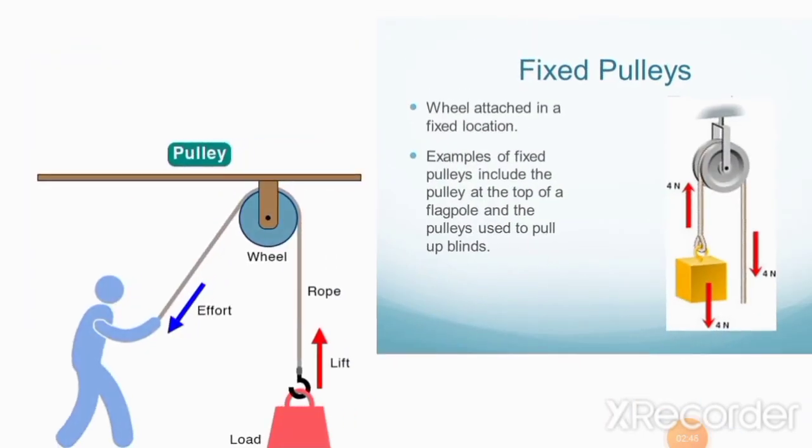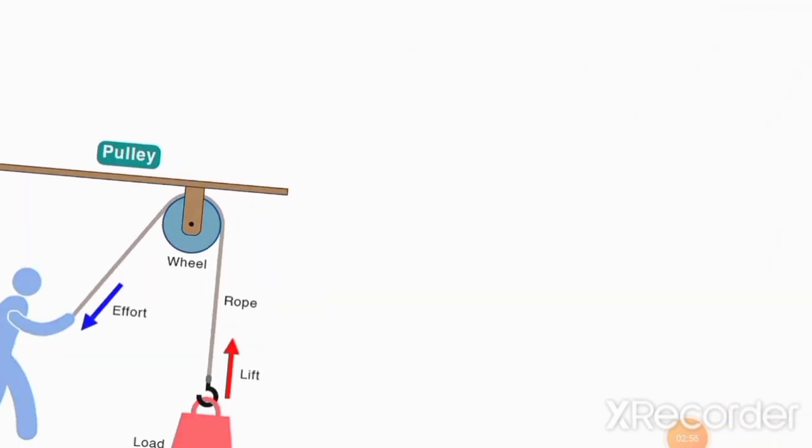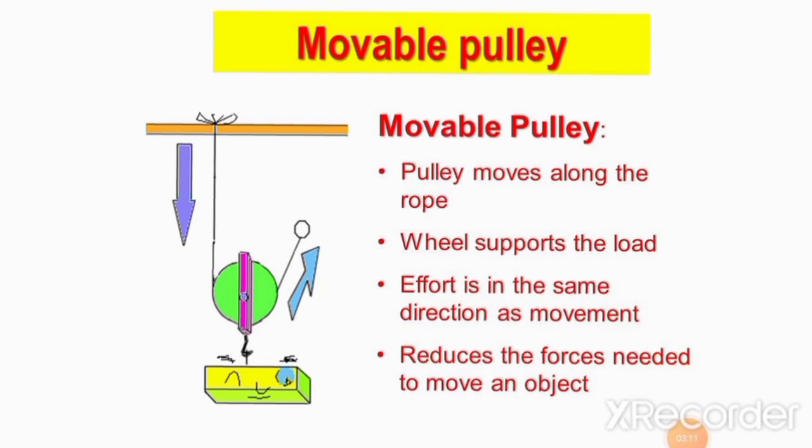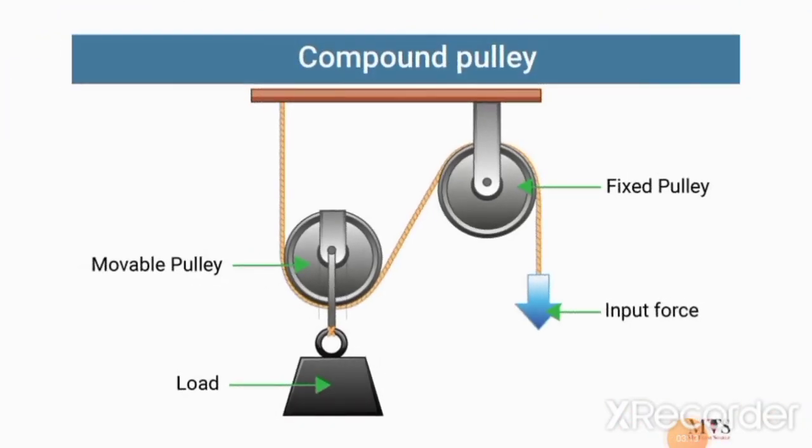But for a movable pulley, the wheel supports the load such that in moving the wheel, you are able to lift up the load. And we have the compound pulley. This is a combination of the movable and the fixed pulley. So the block and tackle is also considered as compound because it is simply a combination of two or more pulleys. Pulleys can be used in flagpole cranes.